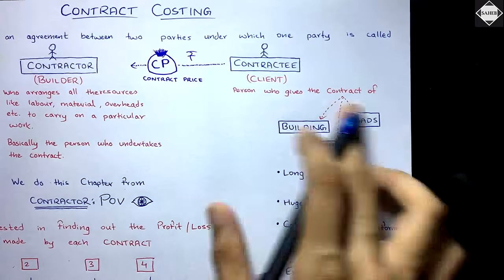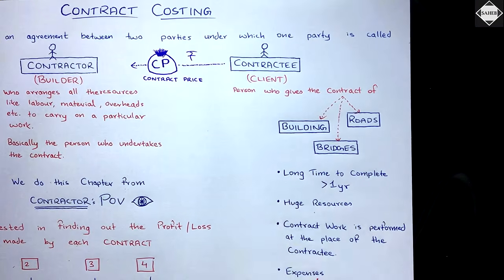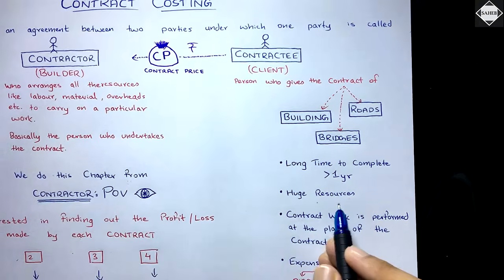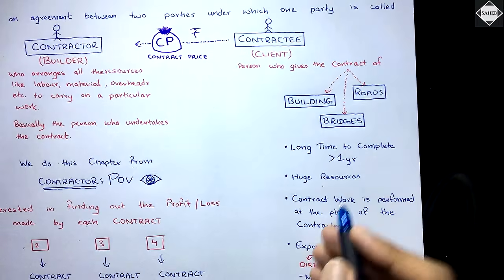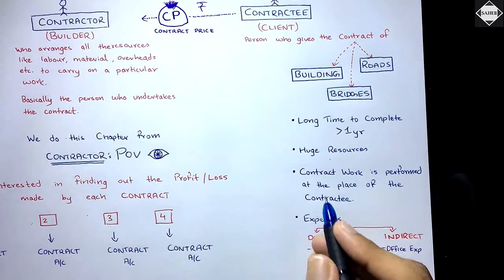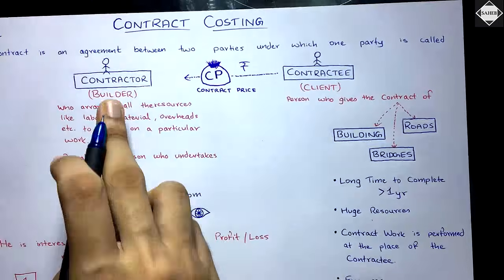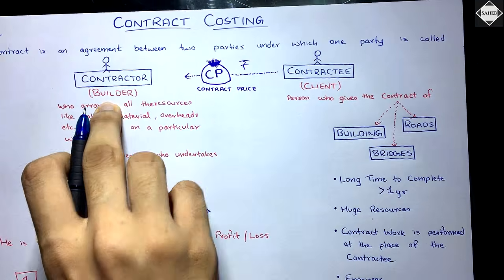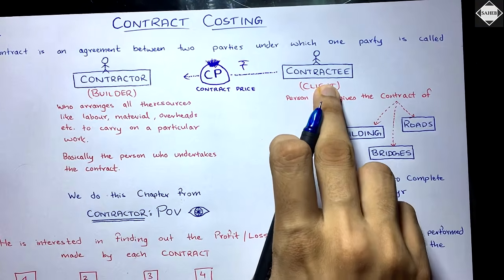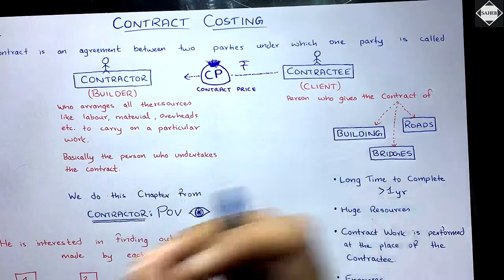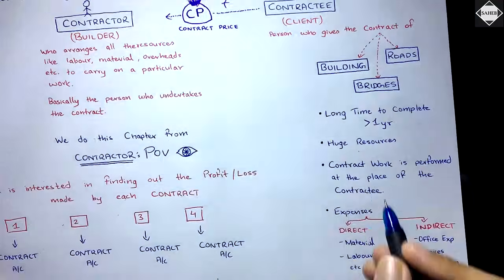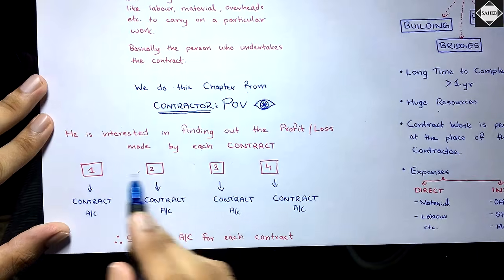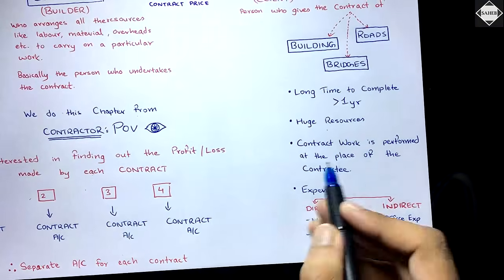These construction projects take a long time to complete, usually more than 1 year. They take like 5 years, 10 years, and huge resources are involved in these types of construction contracts. The actual work which the builder does is not done at the place of the contractor. It is done at the place where the contractee, the customer, wants it. Wherever the client wants the bridges or the building, the work will be done at that site, at the place of the contractee.